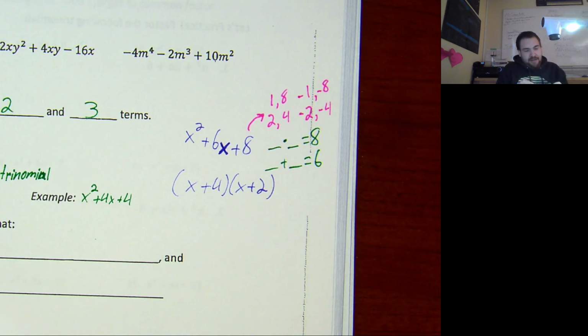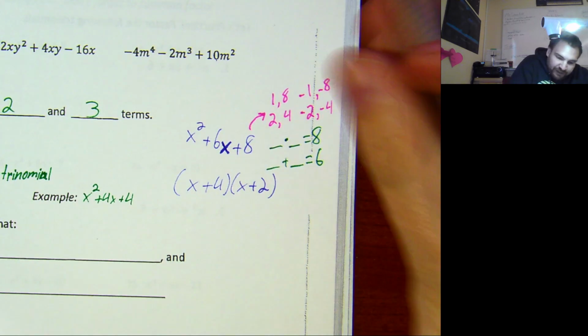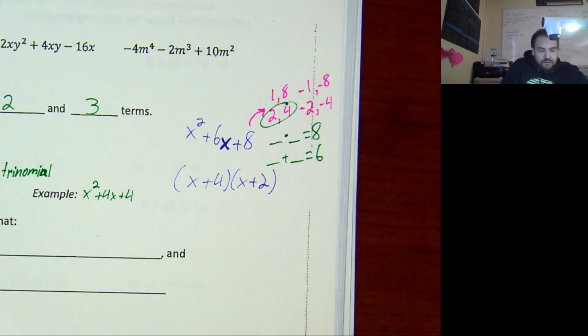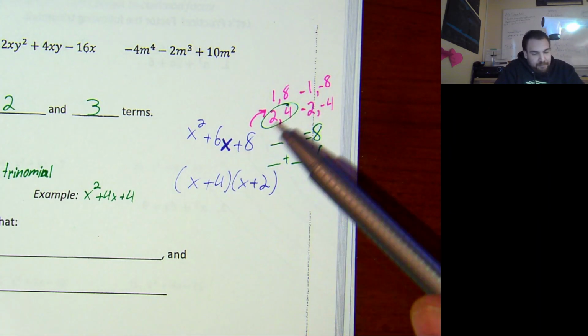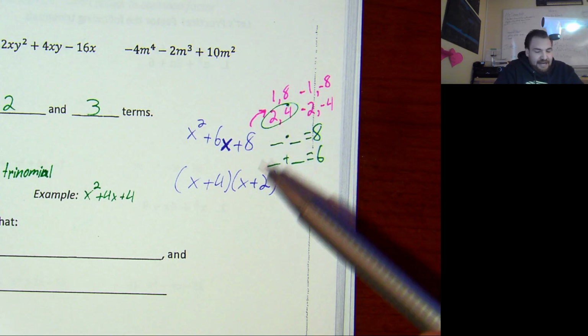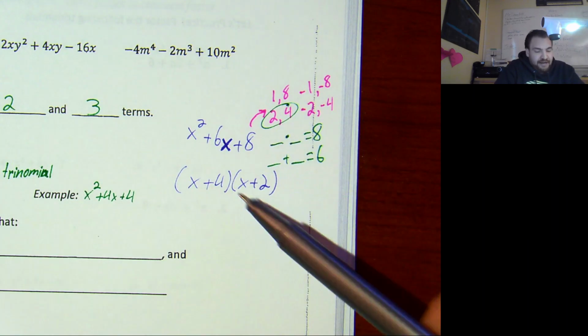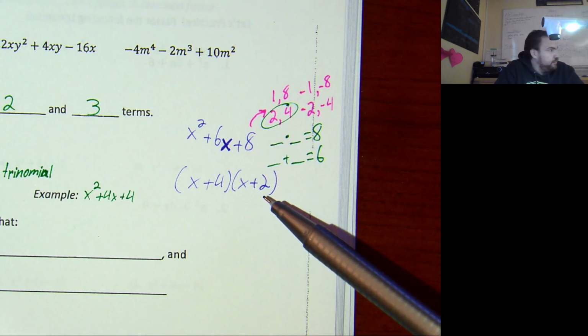So then, which set here is going to add to positive 6? This one is. So then my binomials must be x plus 4 and x plus 2.